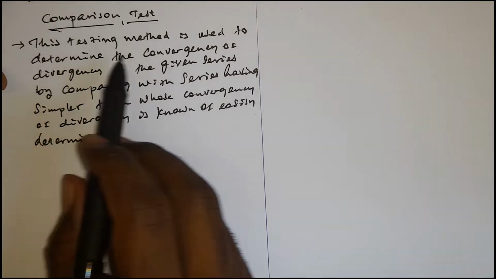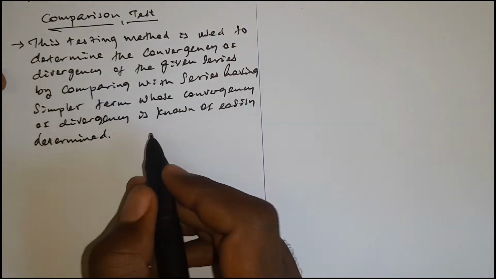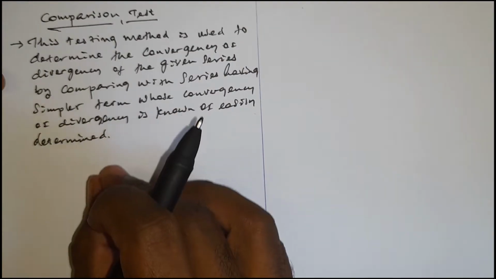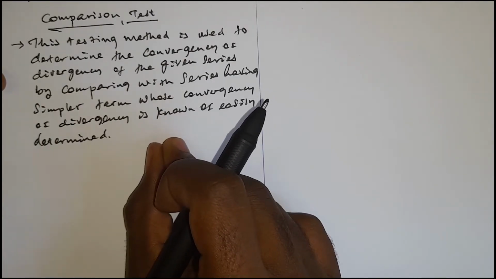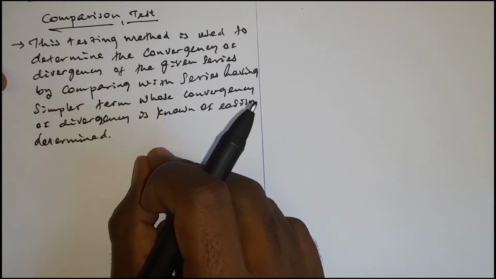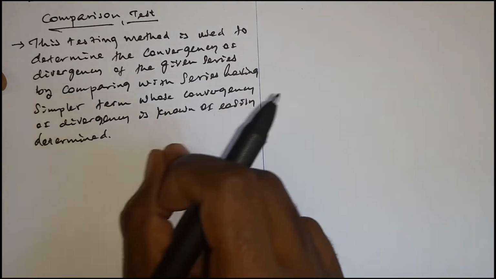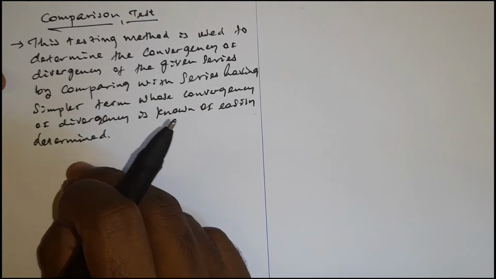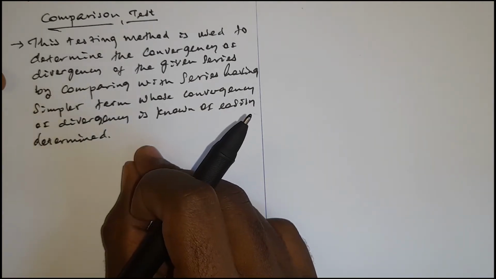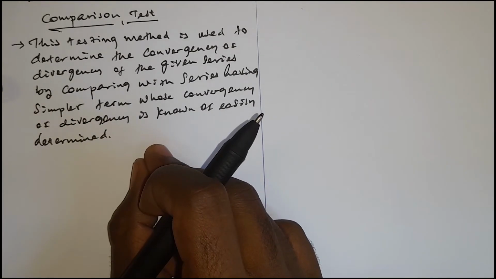When we define this method, this testing method is used to determine the convergence or divergence of the given series by comparing that series with another series which has simpler terms whose convergence or divergence is known or easily determined.